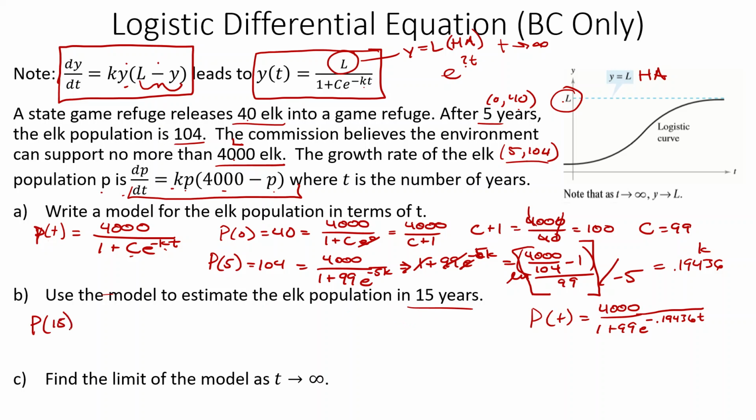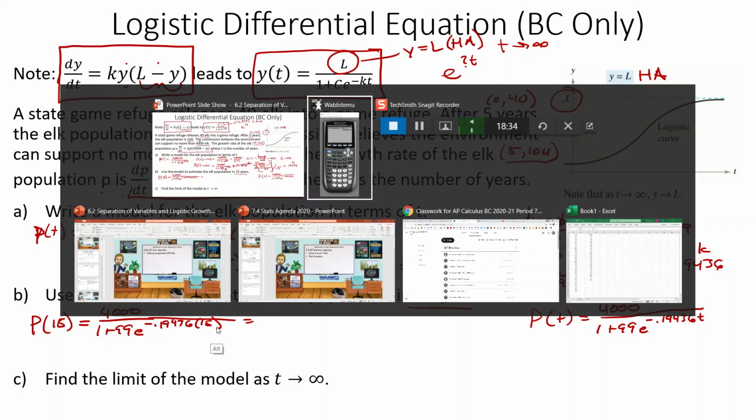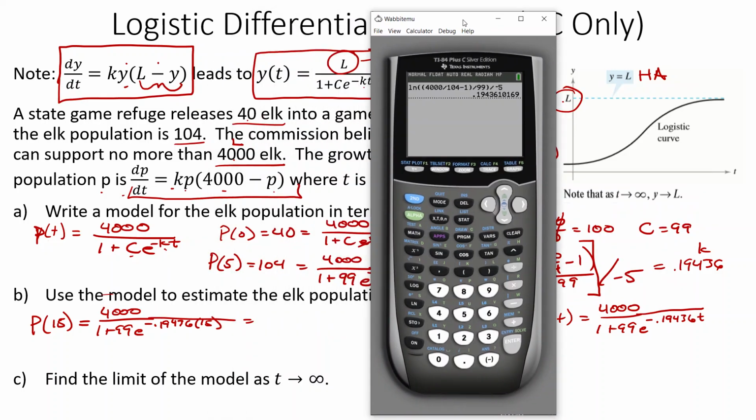All right, so P of 15 would be, according to our model, 4,000 over 1 plus 99 e to the negative 0.19436 times 15, like that. And that's just a matter of just plugging it into the calculator. So let's pull our calculator back and plug that in. So let's see, we've got 4,000 on top, divided by, parentheses, the whole bottom, 1 plus 99, second, e raised to the 15 times negative what we just had up there.